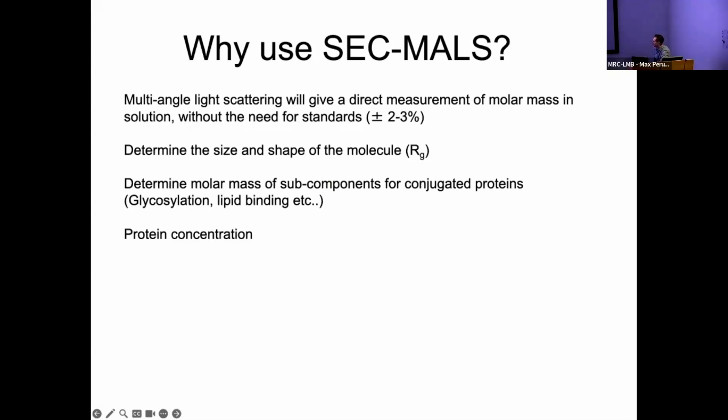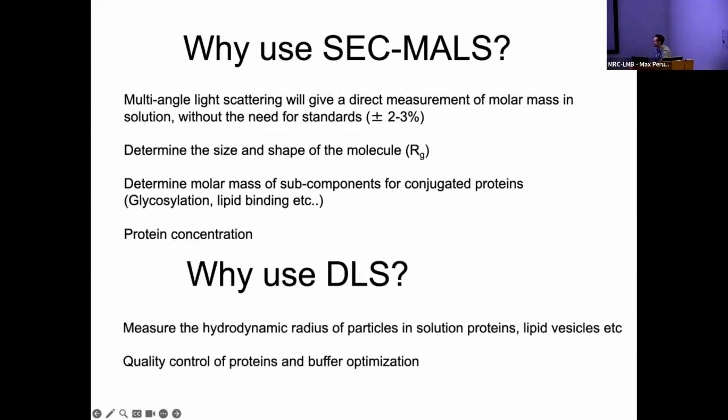And why would you use DLS? Well, DLS we use to measure the hydrodynamic radius as opposed to the radius of gyration. Again, it's done in solution. One of the main reasons we use it is often people want to measure lipid vesicles, want to know how big they are, but we also use it for quality control of proteins. So it's a good technique for optimizing buffers and things like that.